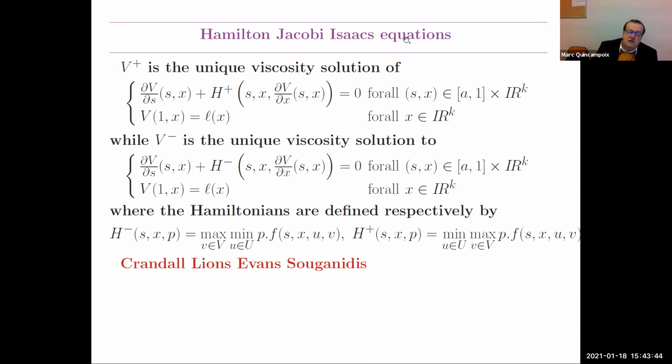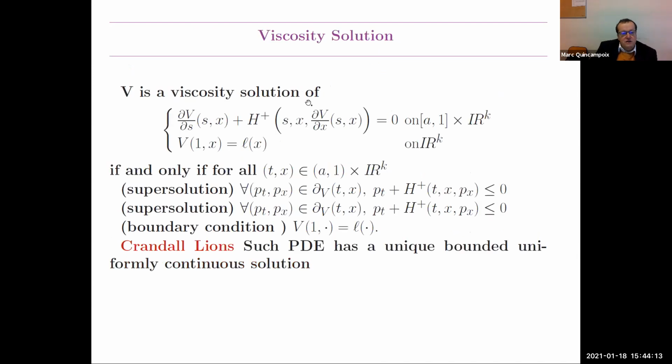So here in this slide, there is a result. It is summarized very briefly. Some result of Evans, Souganidis, and Crandall-Lions, which show that V plus is the unique viscosity solution of the Hamilton-Jacobi equation. Viscosity solution, why? Because the value function is only Lipschitz, so the derivative may not exist. So there is a specific meaning of viscosity solution that I skip.